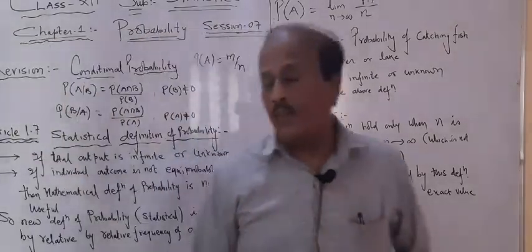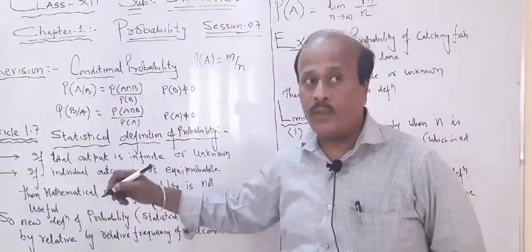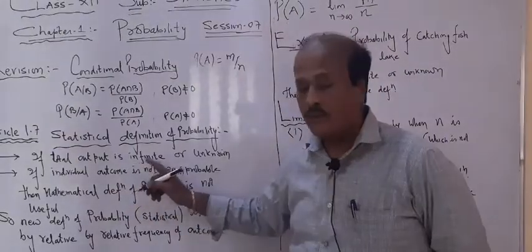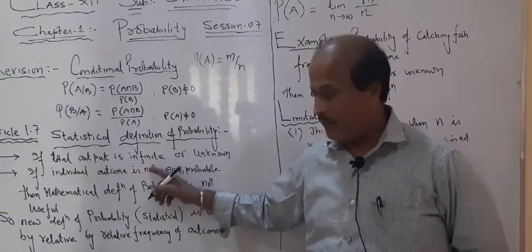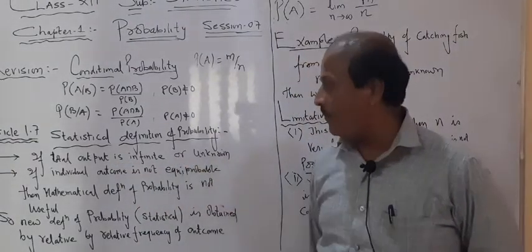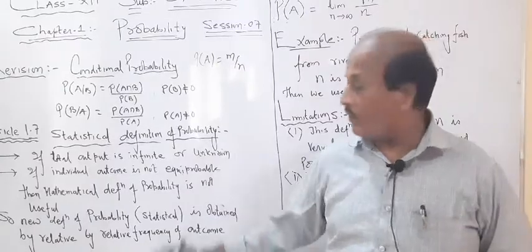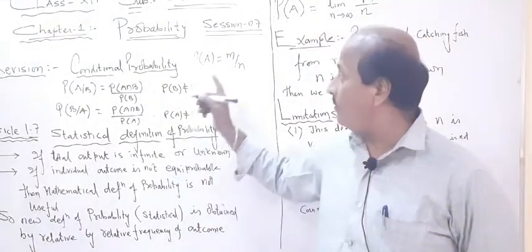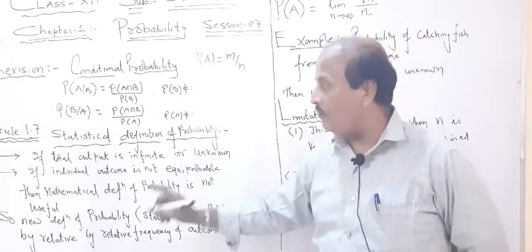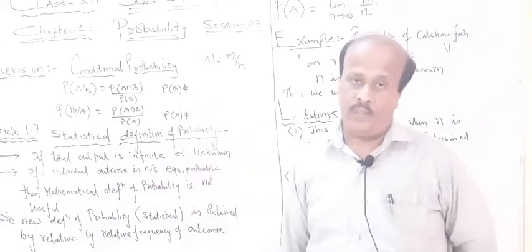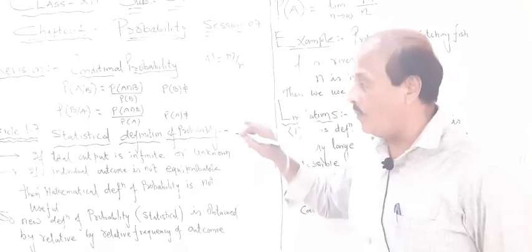So once more, one of the conditions for why we require a new definition of probability: one reason is if the output is very large, in your book it is given that if it is near about infinite, or if n tends to infinity, a new letter is used in the book, I'll be telling you. Or if the total output is unknown, or otherwise if individual outcomes are not equiprobable. This was the biggest condition when we were using this formula. If all the events are not equiprobable, then we will not be able to use the earlier formula. So for that purpose, we are going to have one more definition of probability.